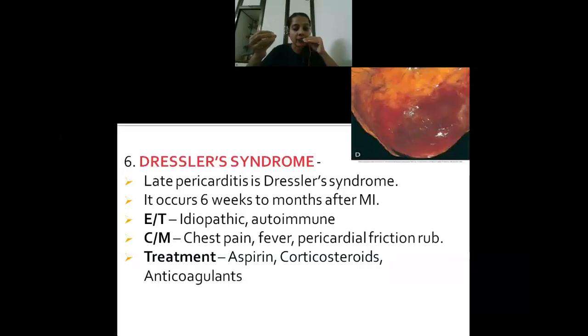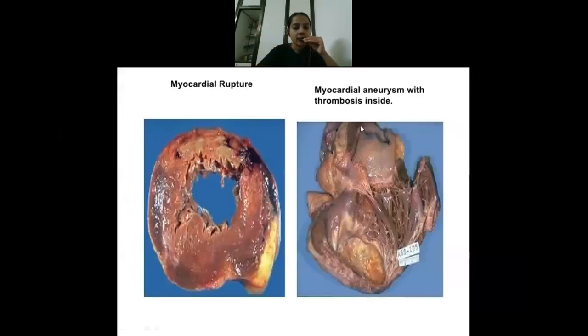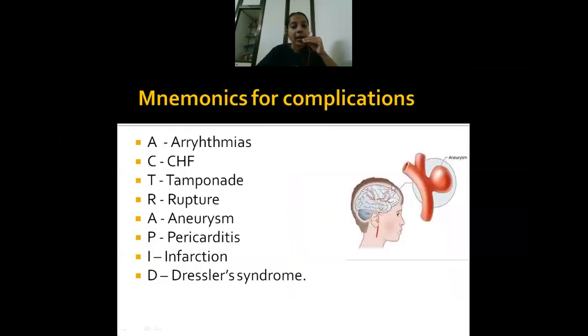Okay. So this is regarding myocardial rupture. That is also one complication. And aneurysm. Aneurysm is also one more complication of MI. Okay, one more mnemonic I have written and given for complications. That is ECTRAPID. Remember ECTRAPID and you can remember any of the complications. Please students, you can go through the mnemonics later.